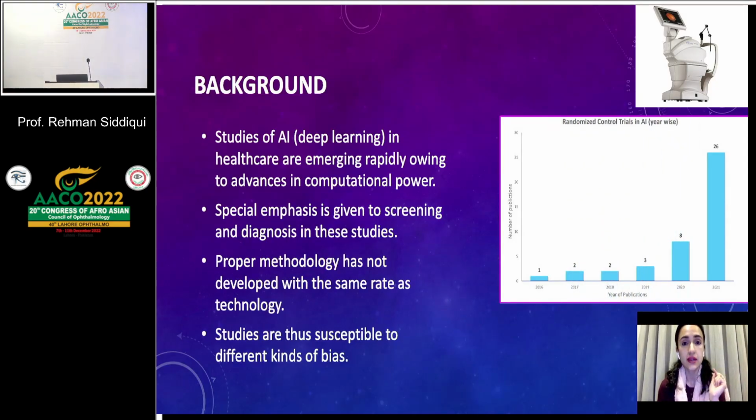Now, looking at RCTs, randomized control trials in AI, you can see that there has been an exponential increase as the time goes by. So in the year 2021, there were a whopping 26 RCTs carried out in the field of artificial intelligence in healthcare. So we can see again that this is proof that this is slowly gaining normality and it keeps rising as the time goes by.